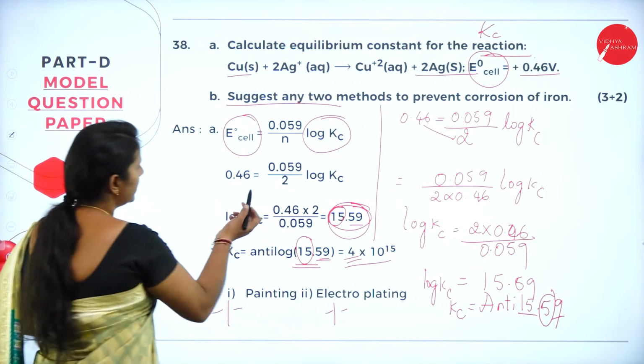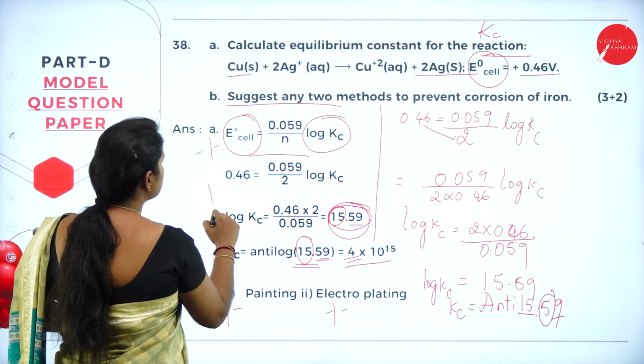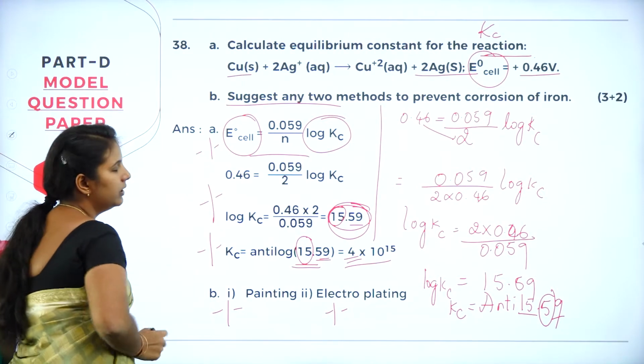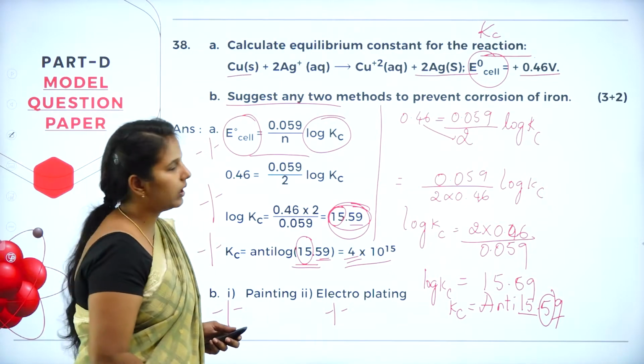Then, coming to part A, for writing this formula you'll get 1 mark, for the substitution you get 1 mark, and for getting the final value of Kc, you'll get 1 mark.